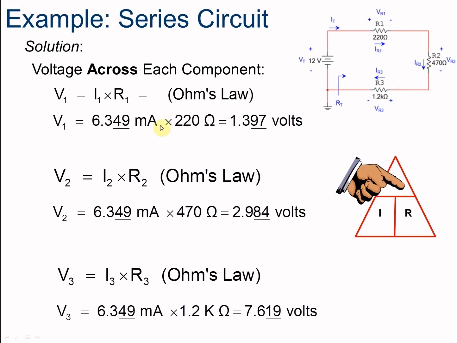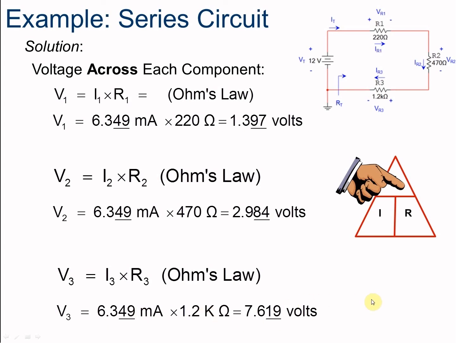So let's see. When we had a small resistor, we had a small voltage drop. Bigger resistor, bigger voltage drop. The biggest resistor in our circuit produced the largest voltage drop. So it takes a lot more volts to move this current through this larger resistor.